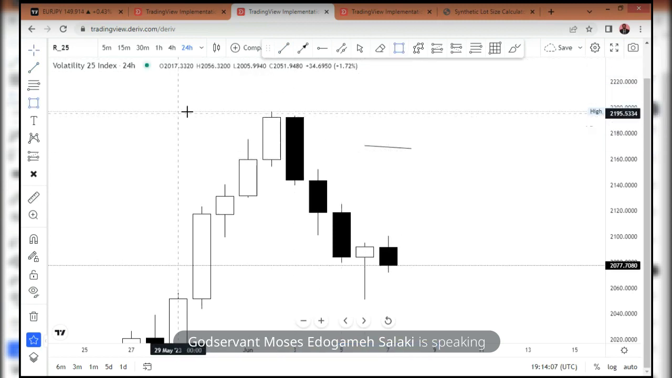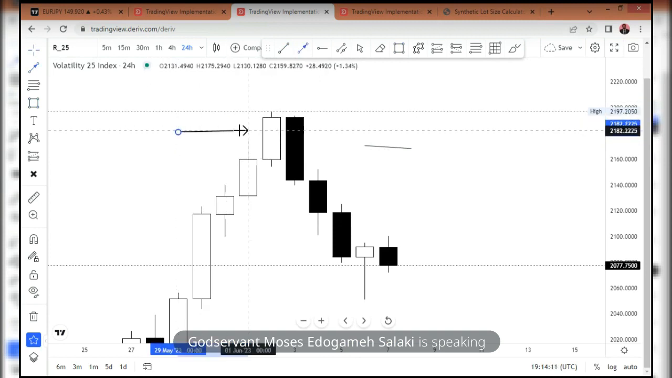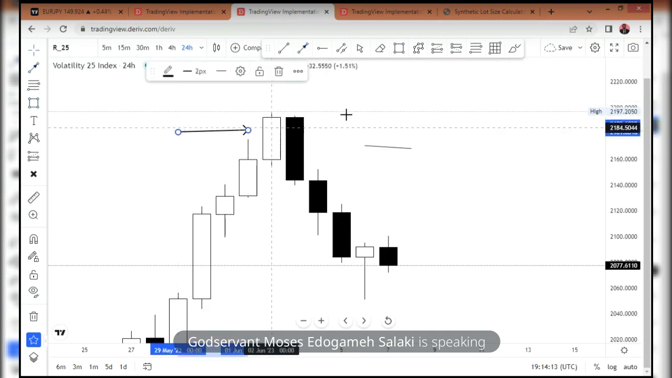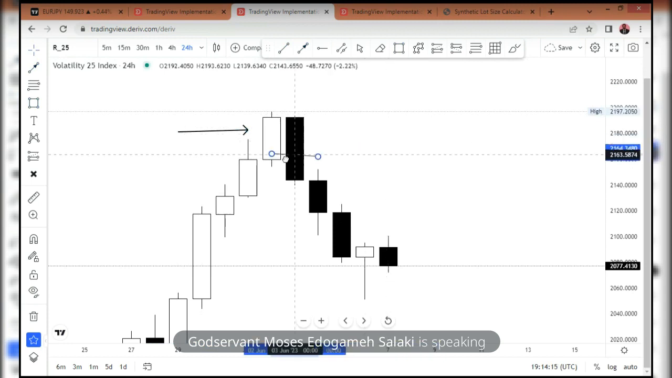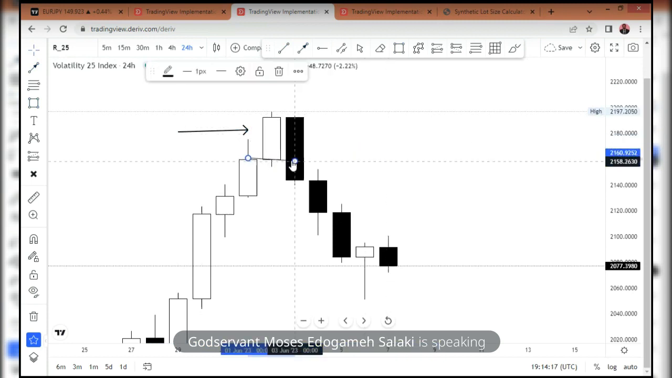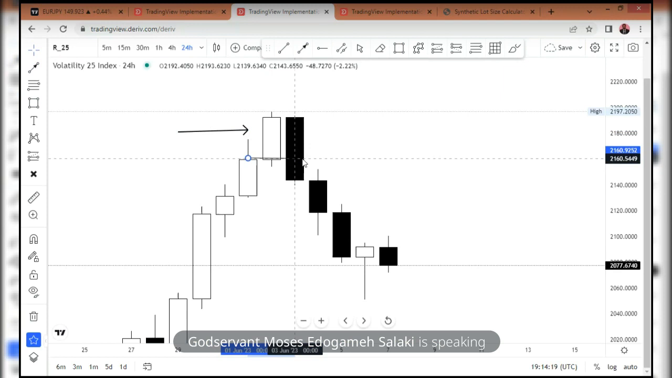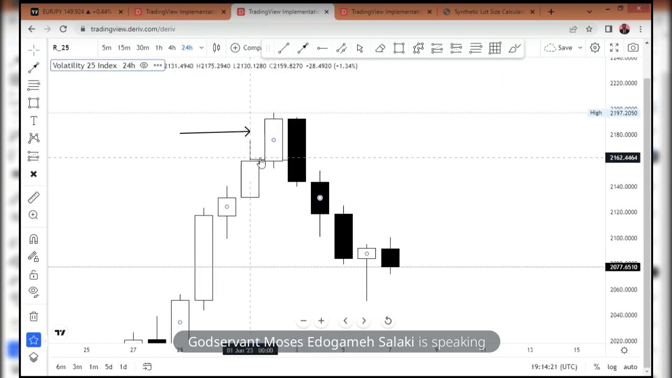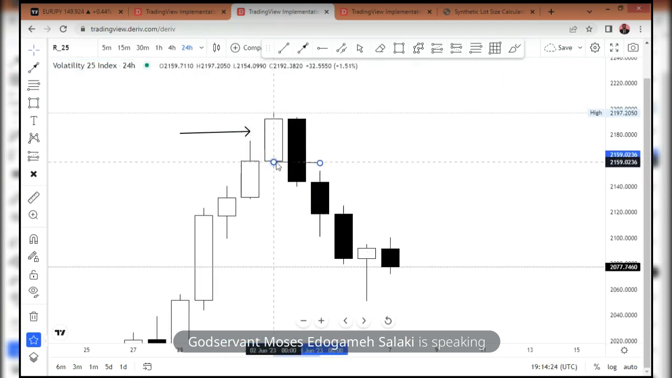This is the candle I'm considering now. So I'll put this at the close. This is the close of the candle. Because where the previous candle closed, that's where the new candle is going to start from.